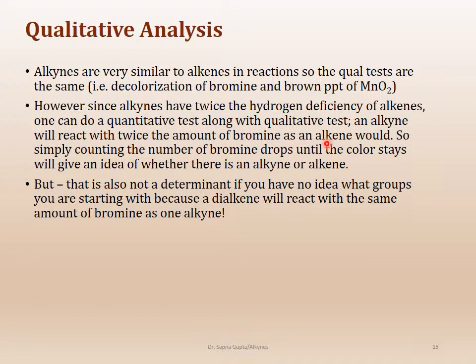as an alkene would. So you will have to do a qualitative as well as a quantitative test, which means you just count the number of bromine drops you're adding. And if you're adding twice the number of bromine drops that you would for an alkene, then you have an alkyne. But then how do you really know? Because you have to test an alkene at the same time to see how many drops you're adding for the alkene, to figure out for an alkyne, which also is not a very clear test, because if you have two double bonds in there, then they will also take 2 moles of bromine. So really the qualitative test for alkynes is not very clear.